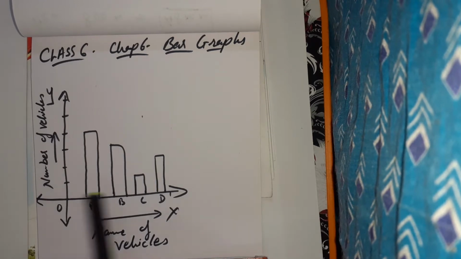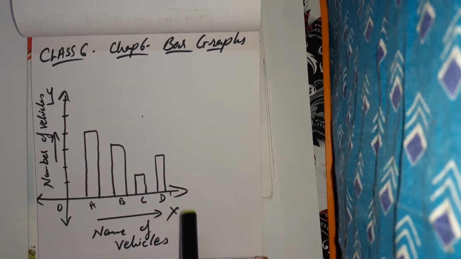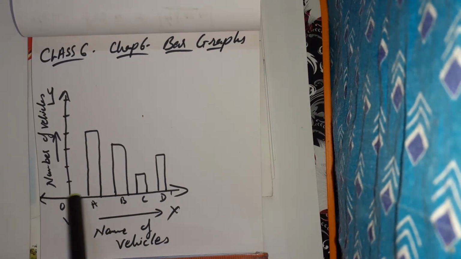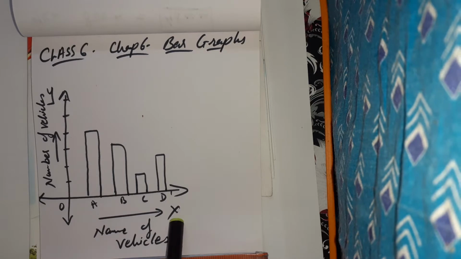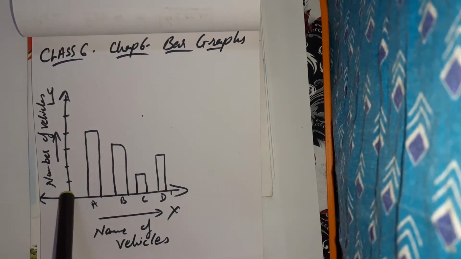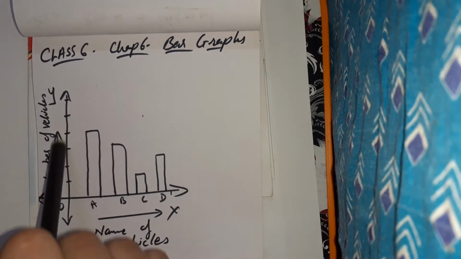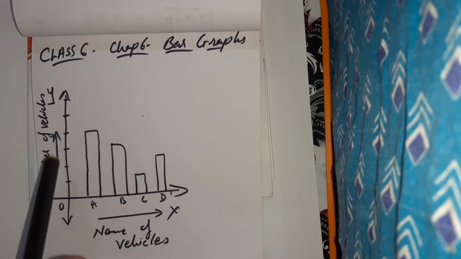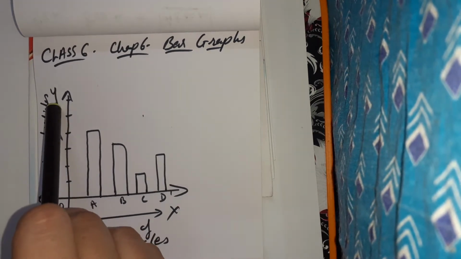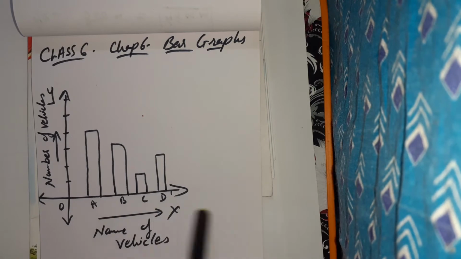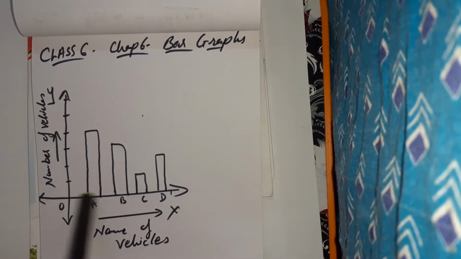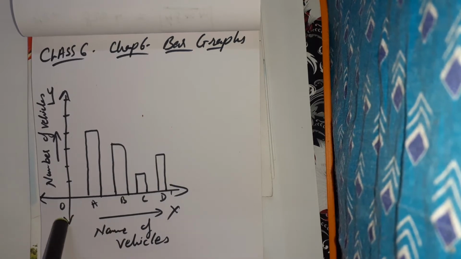Now in the bar graph, this is just an example I've drawn to explain to you. Here the horizontal line is known as the x-axis. It has the names of the vehicles. And here the variable that increases or decreases, that is the number of vehicles, is given on the y-axis. So there are two axes, the horizontal x-axis and the vertical y-axis. The intersection is at point 0.